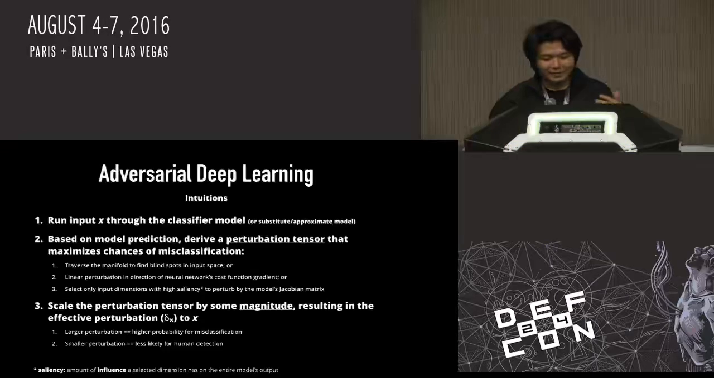And obviously, if you scale the perturbation tensor by a larger magnitude, you have a higher chance of tricking classifiers, but then you also have a higher chance of the human detecting that this looks weird.